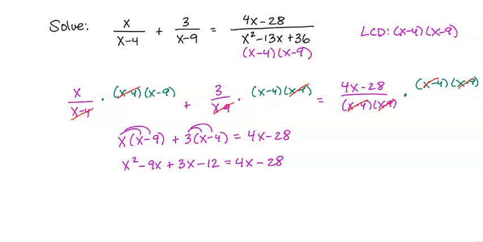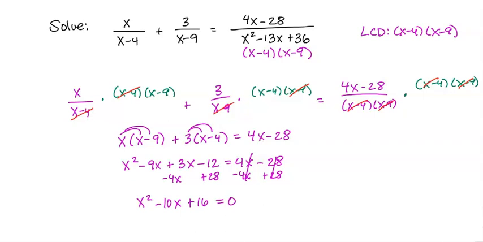I'm going to go ahead and get all of my terms on one side together. So I'm going to subtract 4x from both sides and add 28. So it leaves us with the simplified quadratic x squared minus 9x plus 3x and minus 4x gives us a minus 10x altogether. And then negative 12 plus 28, we have a plus 16 equals 0.